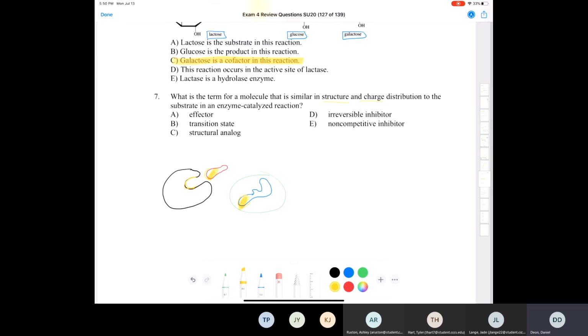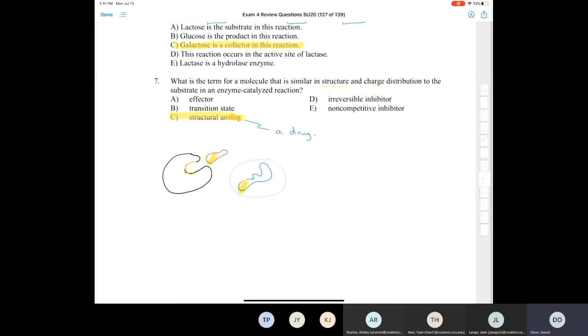Thank you, Tyler. It's a structural analog. That's exactly right. And a good example of a structural analog would be a drug. A drug is a very common example of a structural analog, right? We model many drugs, or we try to get part of the structure of the drug to mimic the structure of an actual substrate that can bind to an enzyme. And we might want to elicit the response of that enzyme, or we might want to inhibit the reaction that enzyme is responsible for.